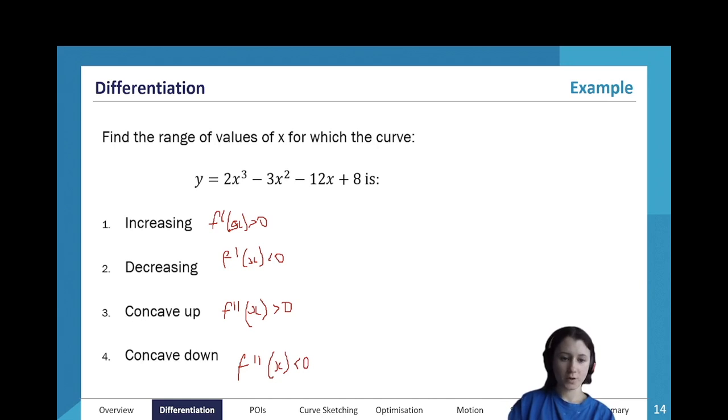All right, so let's go through and find the first and second derivative to start with. So our first derivative is going to be 6x squared minus 6x, take 12. Our second derivative is going to be 12x minus 6. Alrighty, let's find when these are positive and when they are negative.